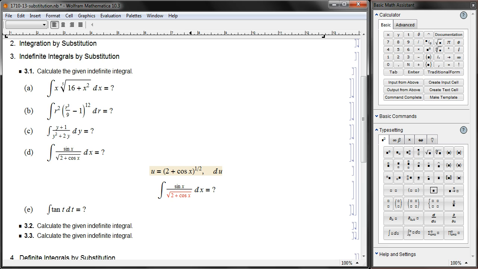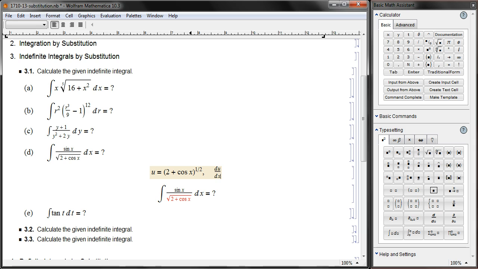Therefore, the derivative is 1/2 times (2 plus cosine of x) to the negative 1/2 power, times, by the chain rule, you have to multiply the derivative of the inside. And then so on and so forth. Wow, this is a challenge.